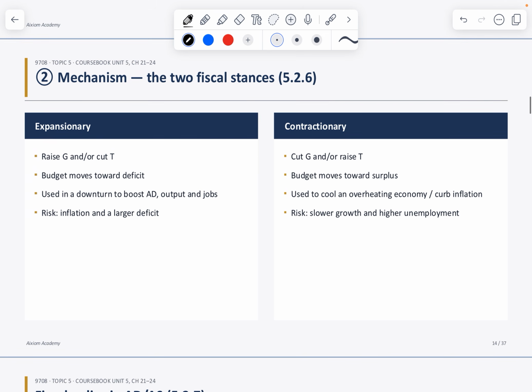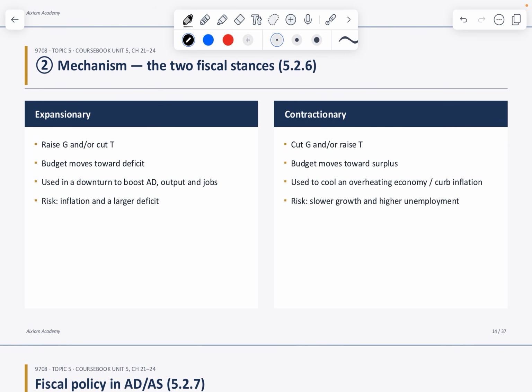So now we turn to the classification of fiscal policy, which is expansionary and contractionary. And it is very simple. Expansionary basically aims to increase aggregate demand.